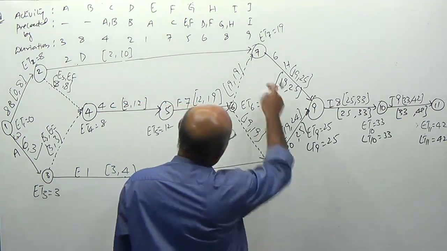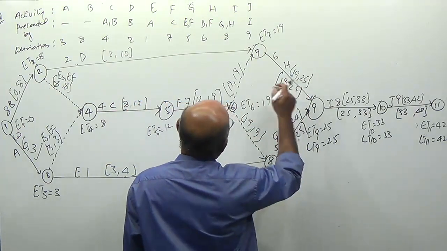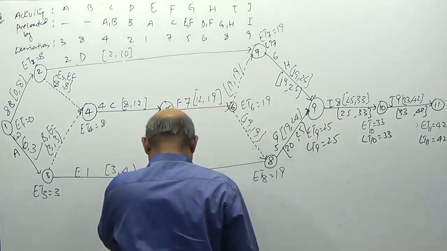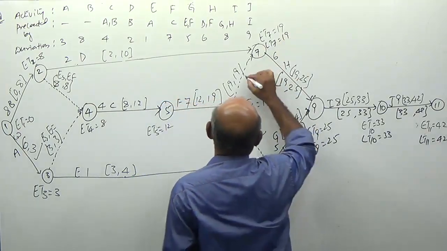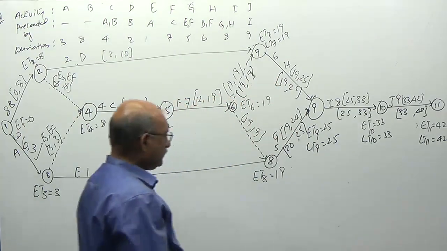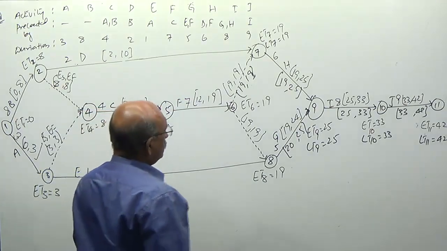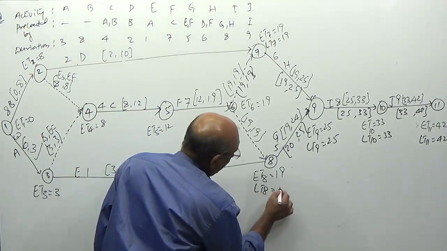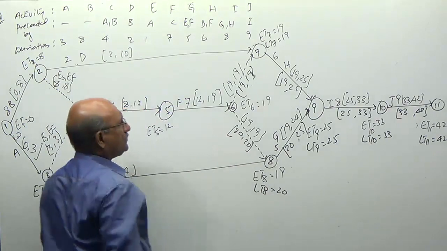Okay, I am coming this way also. Let me come first. This is 19. Latest, sorry. Latest timing of 7 is 19. 19, 19. Latest timing of 8 is 20. So this is 20, 20.